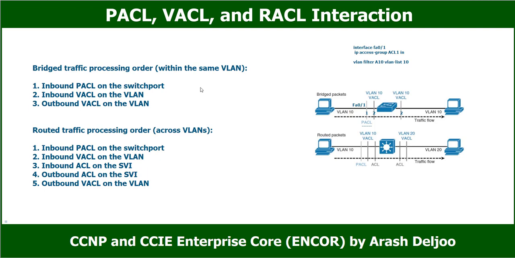Let me review. The bridge traffic processing order within the same VLAN is first, the inbound PACL on the switch port. This is the first ACL that should process, which means traffic permitted by the PACL should then be filtered by the VACL. Inbound VACL on the VLAN, outbound VACL on the VLAN. This is the bridge traffic processing order within the same VLAN.